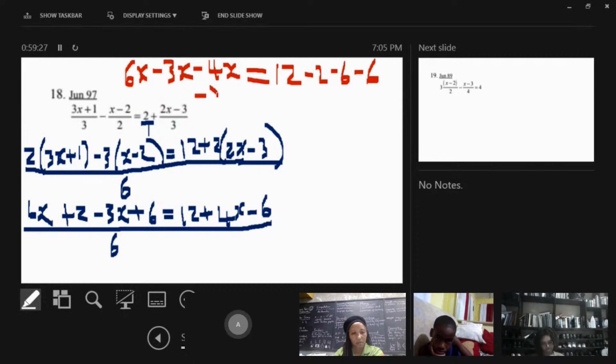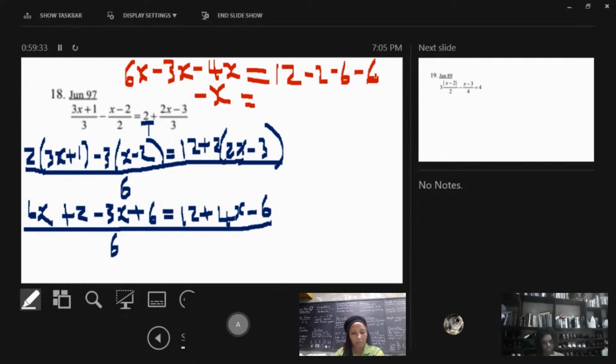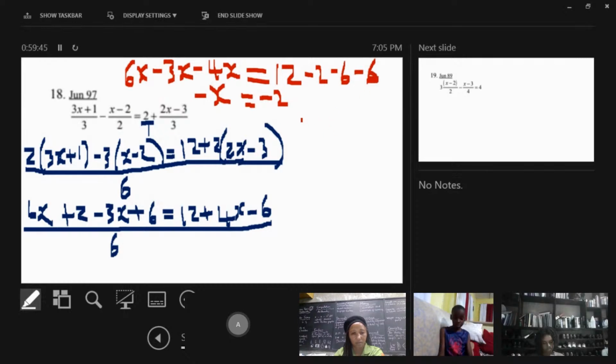6x minus 3x is 3x, minus 4x is equal to negative x. And that's equal to 12 minus 2, which is 10, minus 6 is 4, minus 2 is 2. Negative 2. So negative x is negative 2, so x will be equal to 2, because we divide both sides by negative 1. All right, so x is equal to 2.